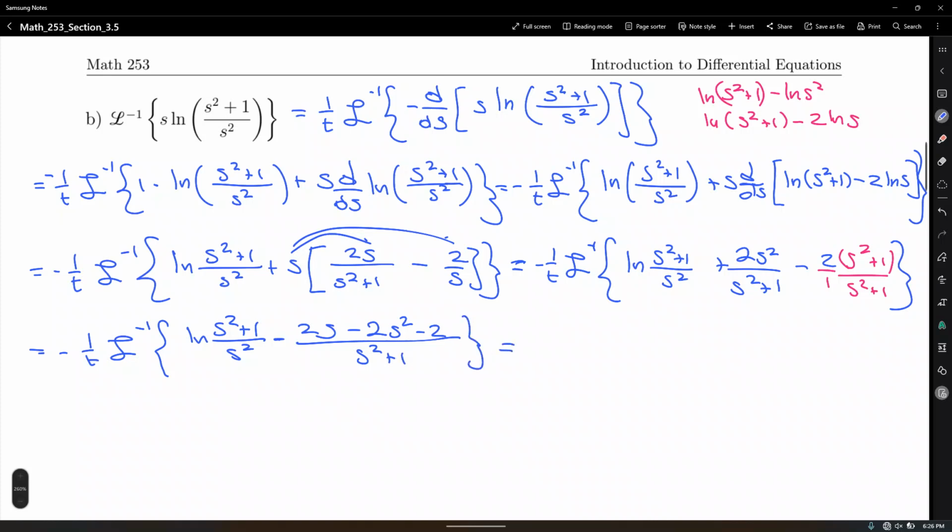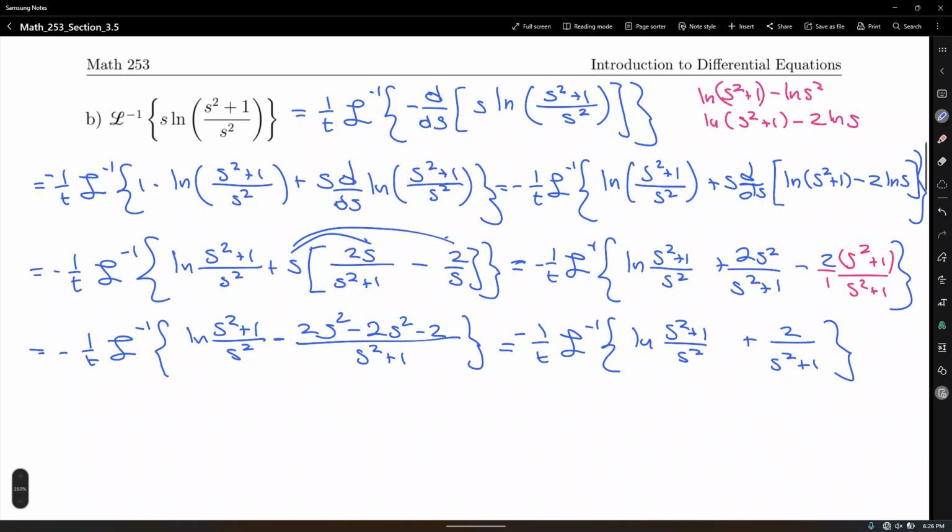Simplifying the fractions together, what is that going to be? 1 over t, actually minus inverse transform of ln of (s squared plus 1) over s squared. And what do we get here? Actually, this is supposed to be squared. So actually the 2s squared minus 2s squared, don't they cancel? And then minus times a minus, doesn't that become a plus? Plus 2 over s squared plus 1. Okay?